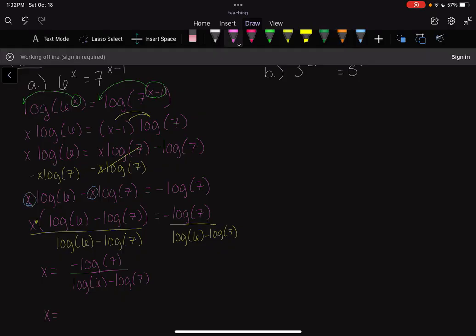But remember that if you have logs subtracted, they can turn into division if you write them as one log. So this is negative log 7 divided by log 6 divided by 7. And I'll go ahead and box that in. That is fully simplified. So that one was a little bit long of a problem.